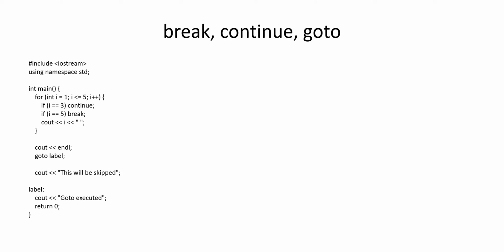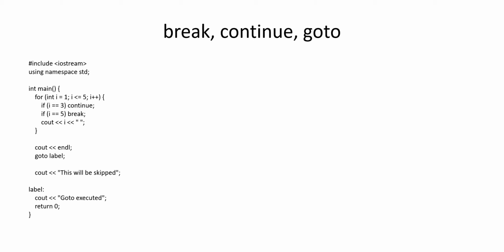These slides are an example for break, continue, goto statements. The break statement exits a loop immediately, while continue skips the current iteration and moves to the next one. The goto statement transfers the control to the labeled statement. Although goto is available in C++, its usage is discouraged due to poor readability.